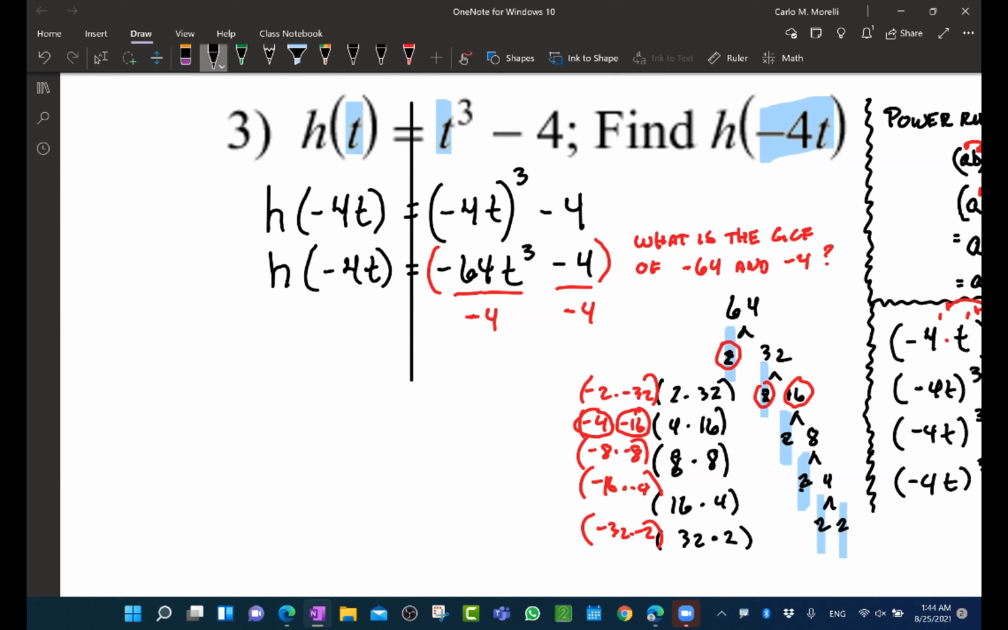And so let me write the next line. H of negative 4t equals negative 4, open parentheses. And now I just put positive 16t cubed. And then what's negative 4 divided by negative 4? That's positive 1. Okay, so these are equivalent.